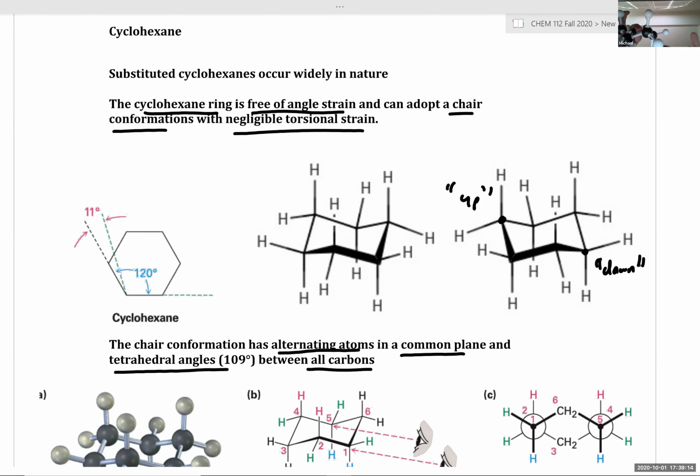If we keep working our way down the ring, we still see staggered. Keep working our way down the ring, again, still staggered. Continuing on, as you would expect, still staggered. So this is your typical chair conformation. Does everyone see that characteristic zigzag pattern where we have pairs of carbons pointing up and pairs of carbons pointing down?